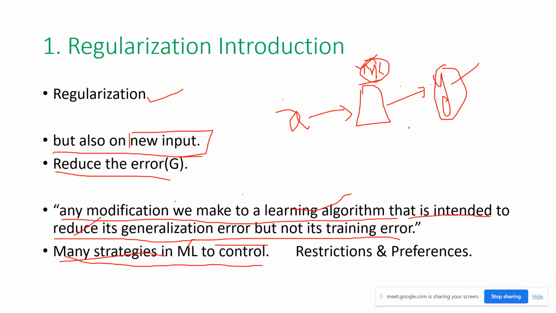What type of strategies are we using? The common and simple strategies are these two. These two strategies are very famous while controlling the model. One is restrictions, another one is preferences. So what are restrictions? Restrictions are nothing but we are imposing some restrictions on the parameters.